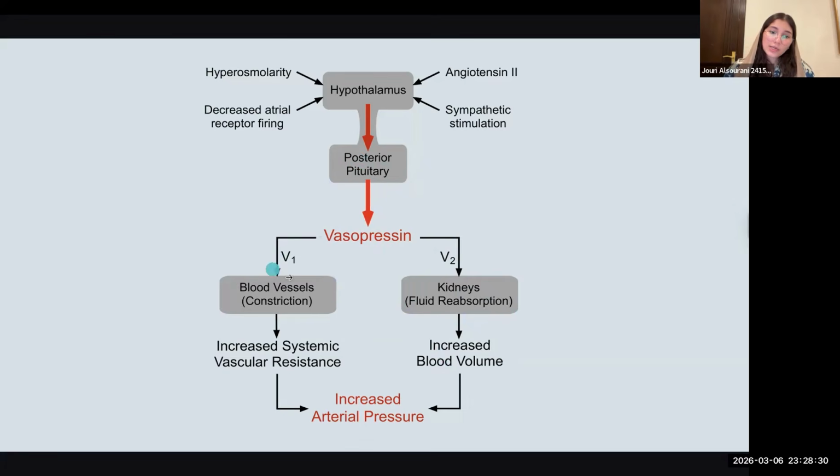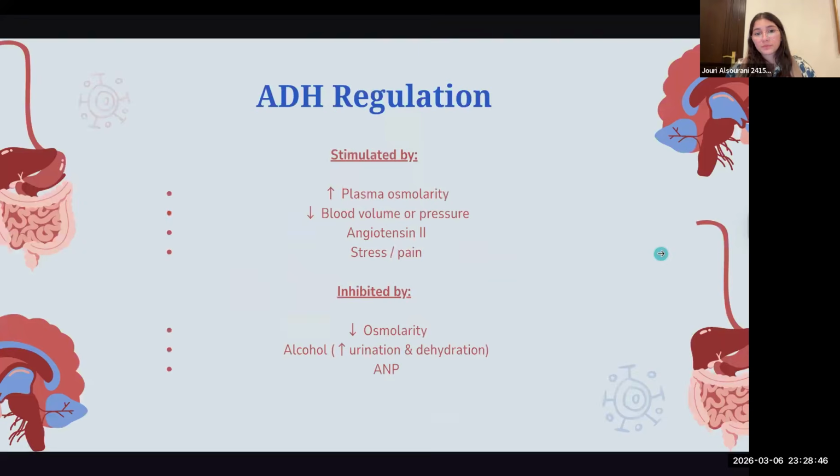When it acts on V1, it is going to act on the vascular smooth muscle, so on blood vessels. It's going to cause vasoconstriction, which is going to cause increased systemic vascular resistance. So we're going to have an increase of blood pressure overall. And this is how ADH acts on both V1 and V2.